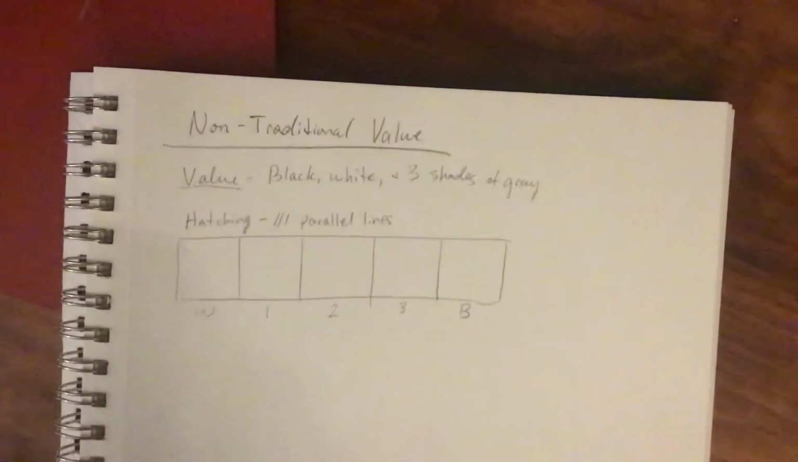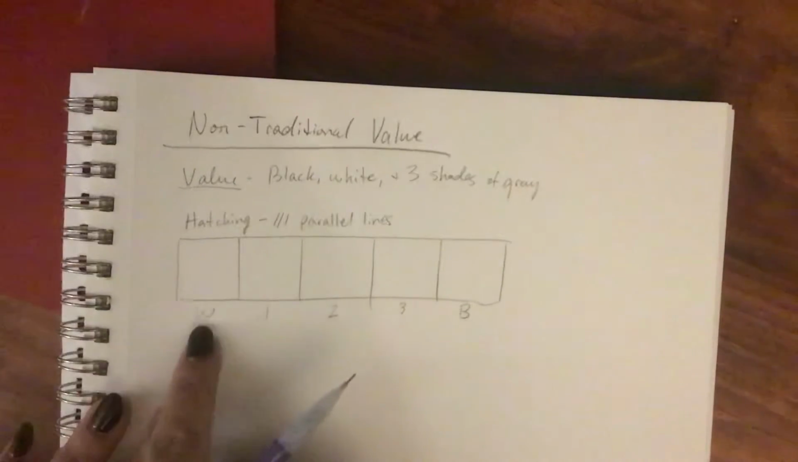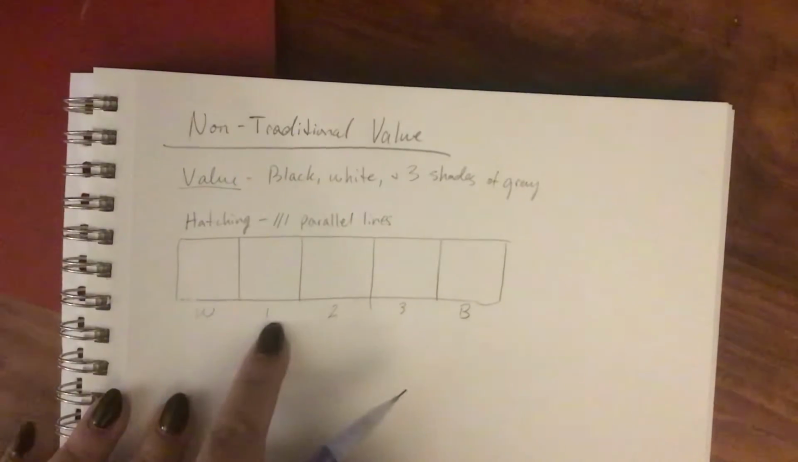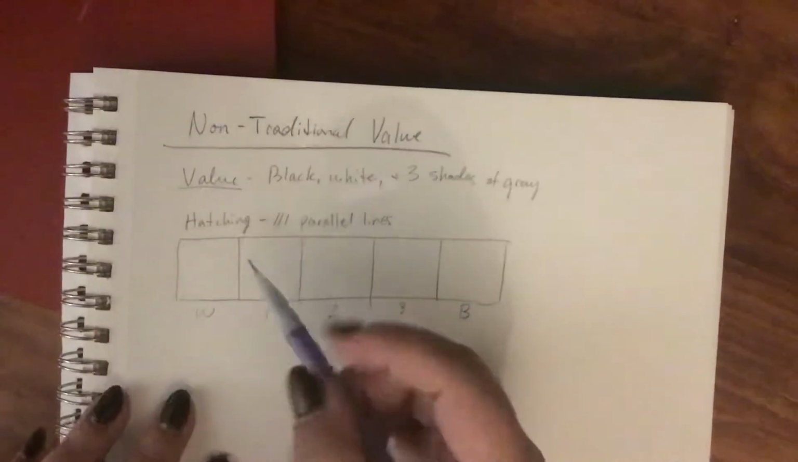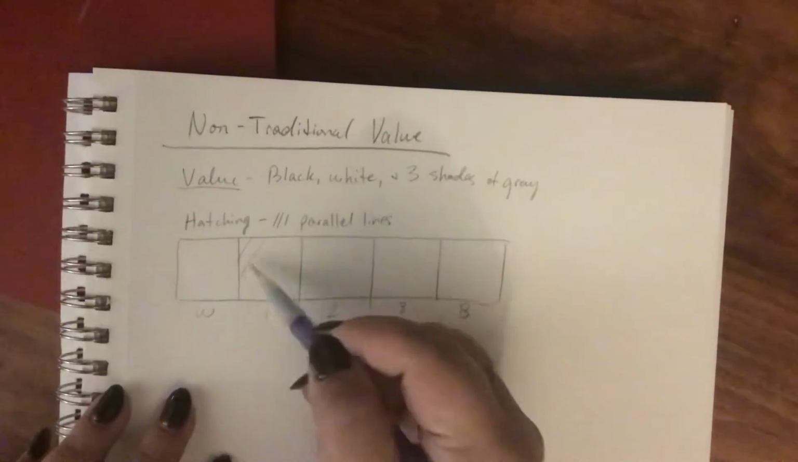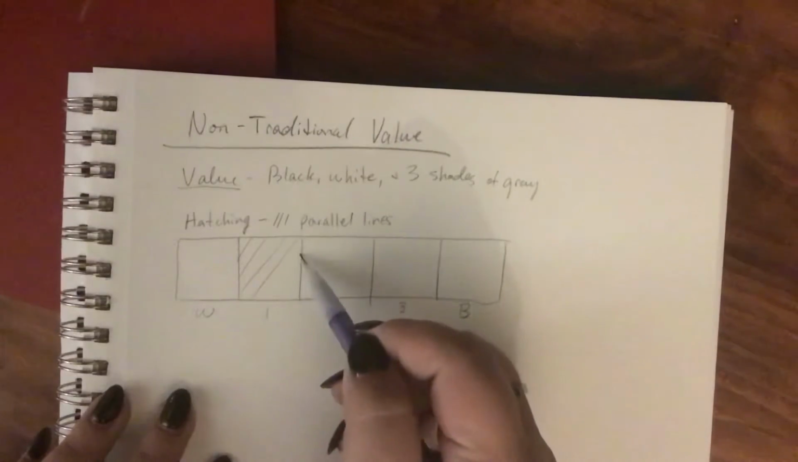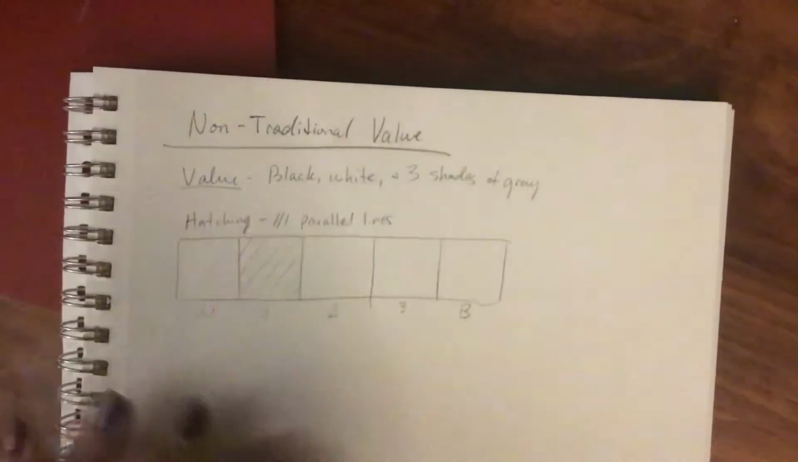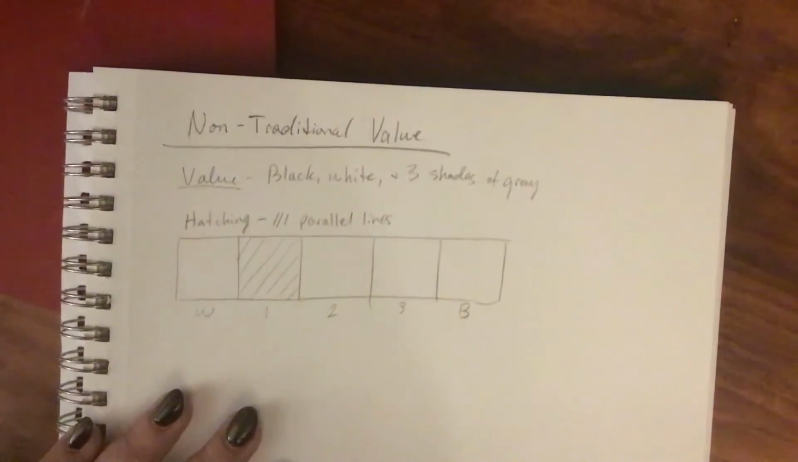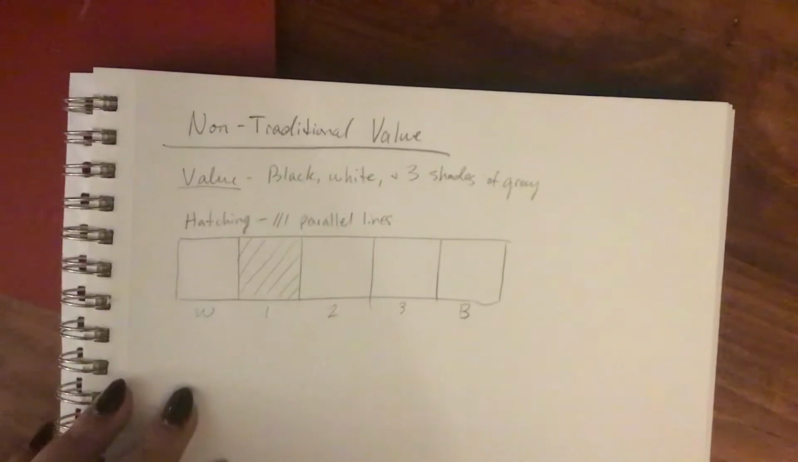So for this first box, for white, we're just going to leave it white because that is the value of your paper. But for your number 1 gray, we're going to try to make a light gray. To do so, you're going to take these parallel lines and draw them pretty far spaced apart so that there's lots of white area in the middle. Now you're looking at this right now and you're thinking, that just looks like black lines on white paper, but it'll make sense in a little bit.